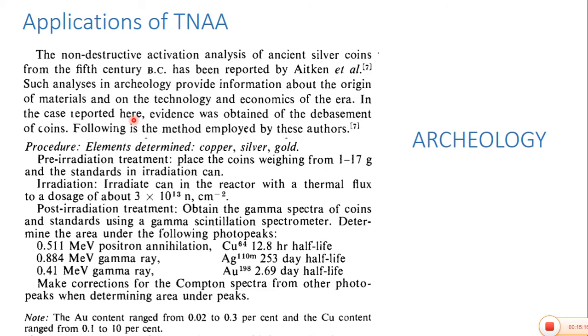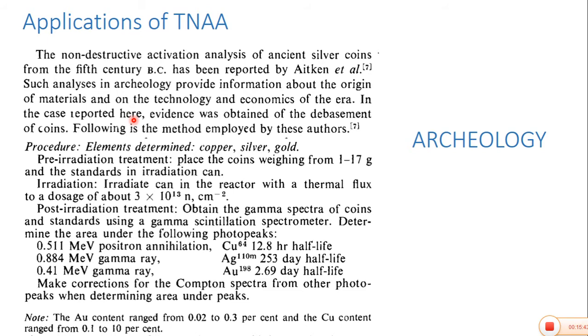What is irradiation? Irradiation is done in the reactor with a thermal flux to a dose of about 3 into 10 raised to the power 13 neutrons per centimeter square. So this is the irradiation process. I think in the irradiation process you should only be concerned about what type of neutron flux is being used. The next thing is the post-irradiation process.